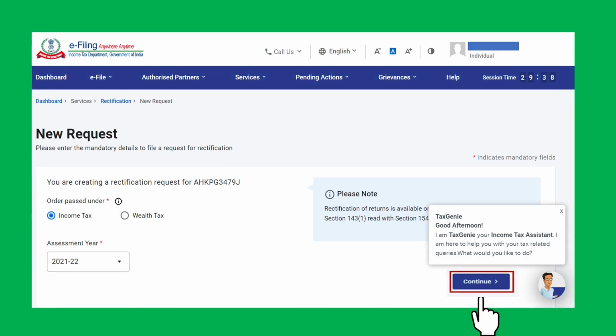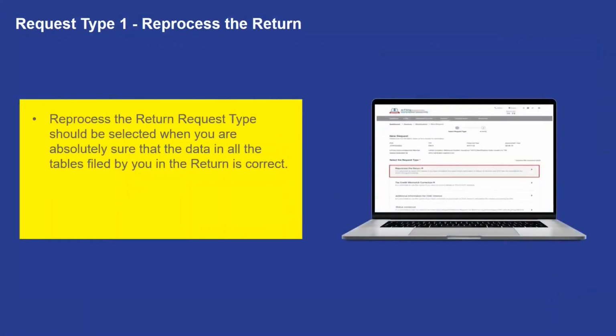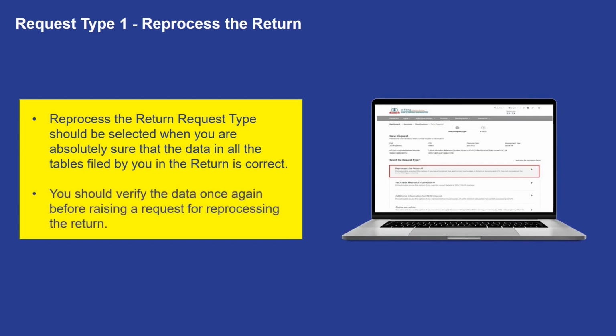Please note that the rectification is available only for orders passed by CPC under Section 143 subsection 1, read with Section 154 of the Income Tax Act. You should select the Reprocess the return request type only when you are absolutely sure that the data in all the tables filed by you in the return is correct. You should verify the data once again before raising a request for reprocessing the return.